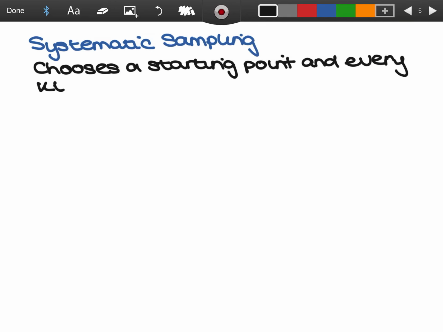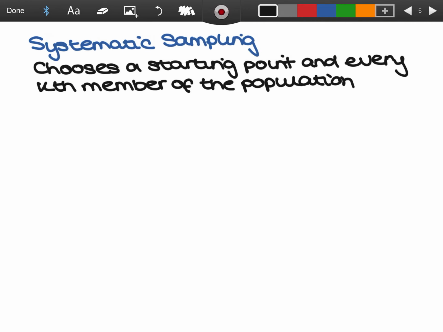and we'll use k as our parameter. Every kth member of the population is in the sample. This can be very representative of the whole population. It can be a very good sample.